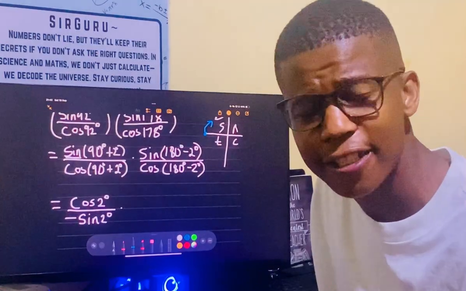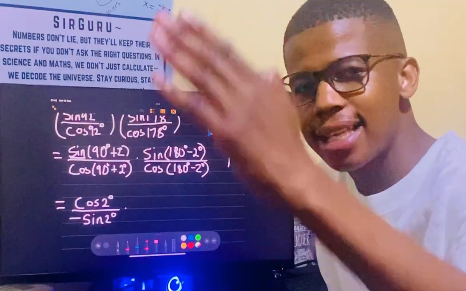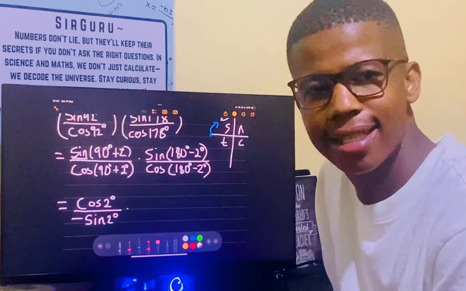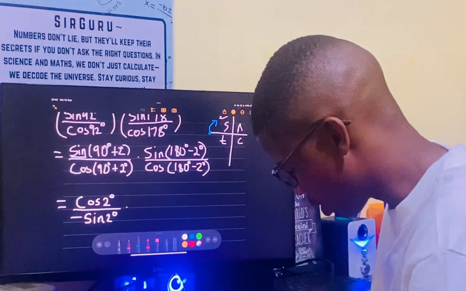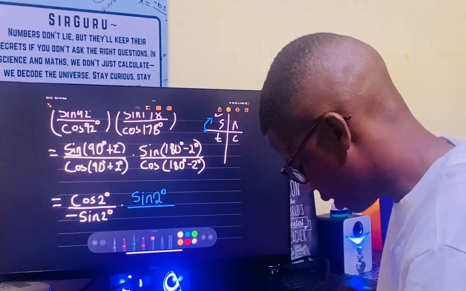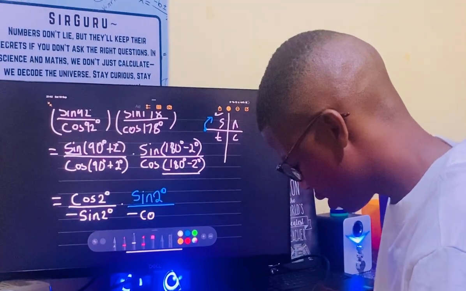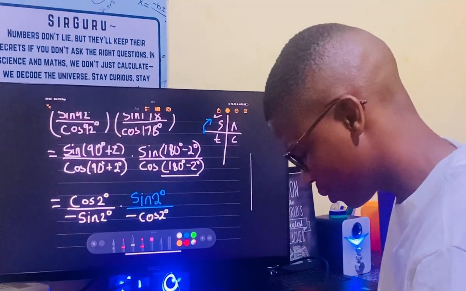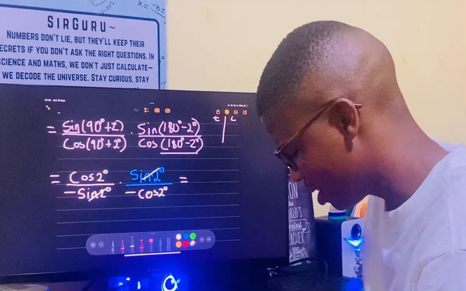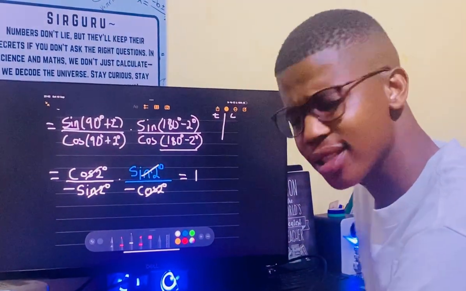This is very important, ladies and gents. When you start on the y-axis, you change. Sine becomes cos, cos becomes sine. When you start on the x-axis, you stay the same. So here is going to be sine 2 degrees. And then here is going to be negative cos 2 degrees, right? And then let's simplify this. We can see that this cancels that, this cancels that. The negatives become positive because it's 2 of them. This gives us 1.